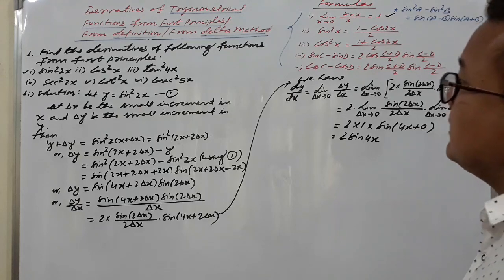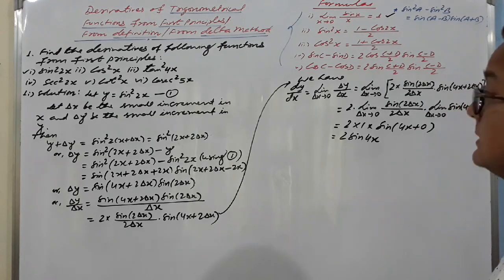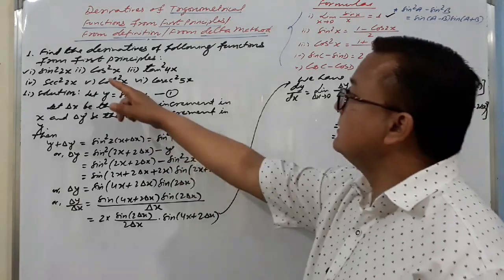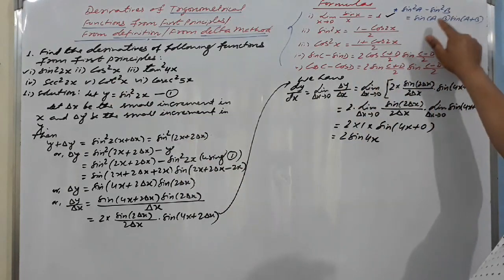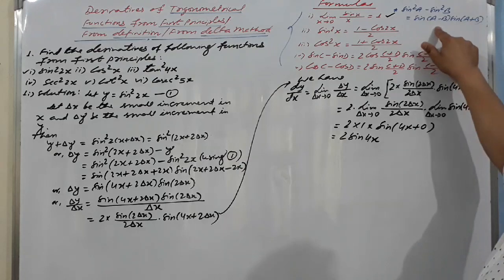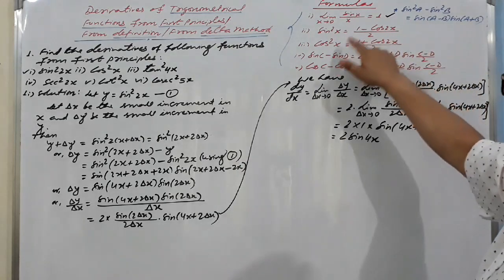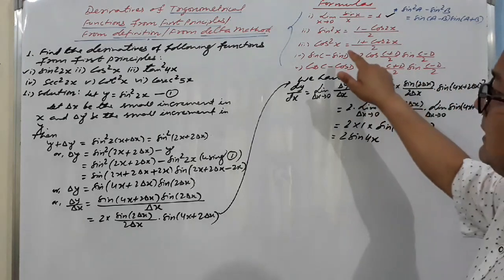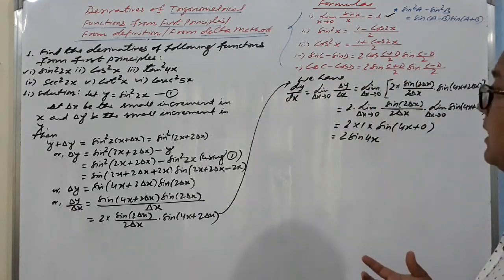Now I'm going to explain how to crack the remaining questions. In case of sine square a minus sine square b, we can use this one formula, the easiest one. Otherwise you may use these two formulas. Now I'll tell you again what we have to do in case of the cos.